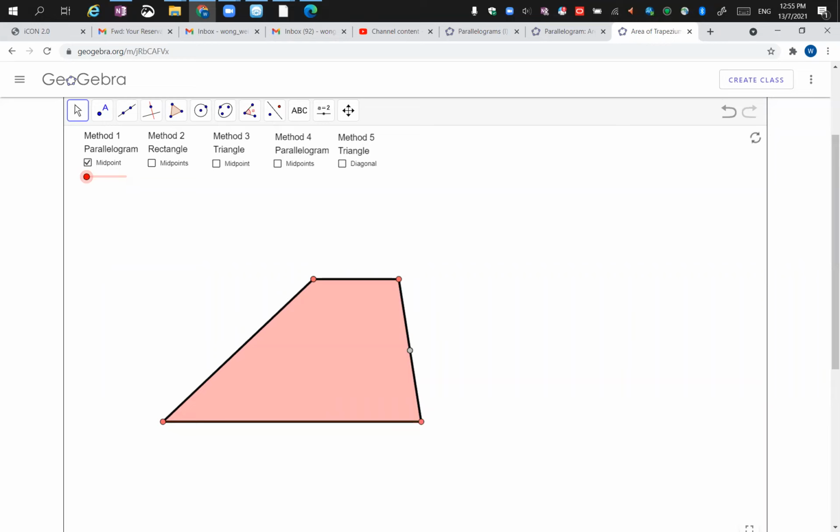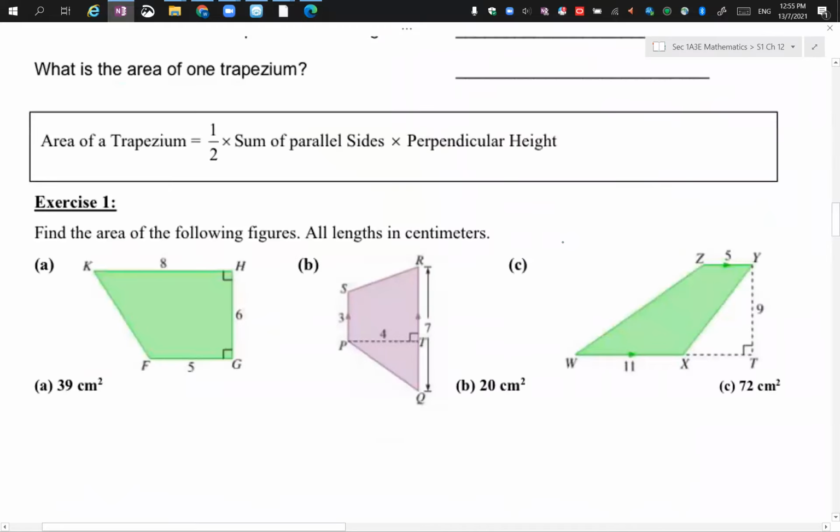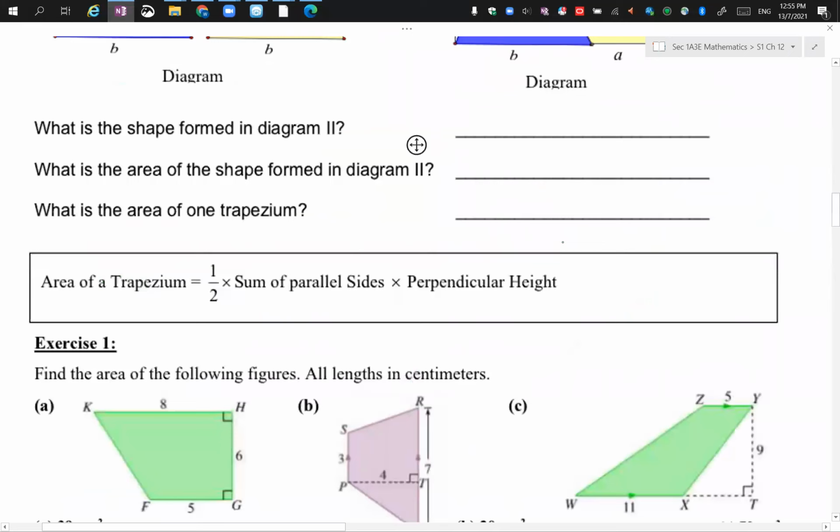If you do not want to go through this mental exercise, where's my stylus? Yeah, okay. So, if you do not want to go through that mental exercise, you just want the formula, like half times diagonal. Fine, go ahead. We will end up with the formula. Okay, give me a moment. This is the formula that you need to know. Half times sum of parallel sides times perpendicular height. You need to know all this.